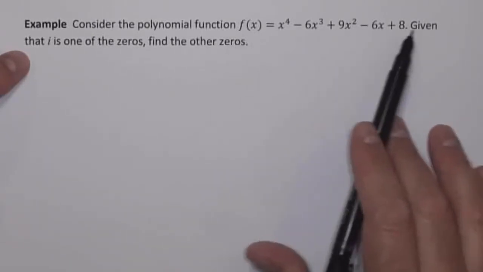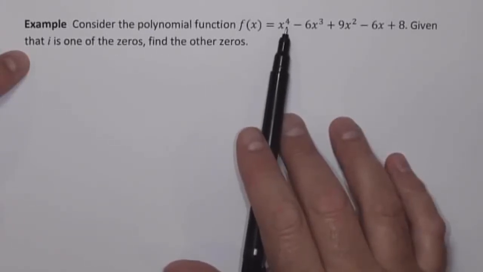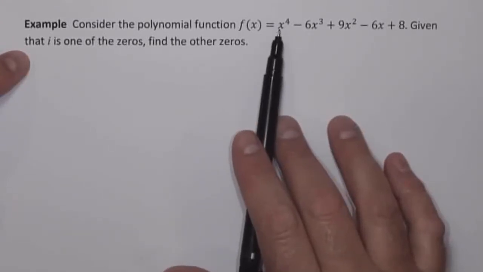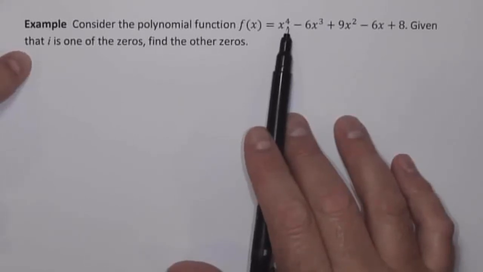Now first, notice that this is a degree 4 polynomial function. So it's fourth degree, which means that there should be 4 zeros. Now it's possible that some of those zeros could be duplicates. So it's possible, for example, to get the same zero twice or 3 times or even 4 times. But if we count those separately, there should be 4 zeros.